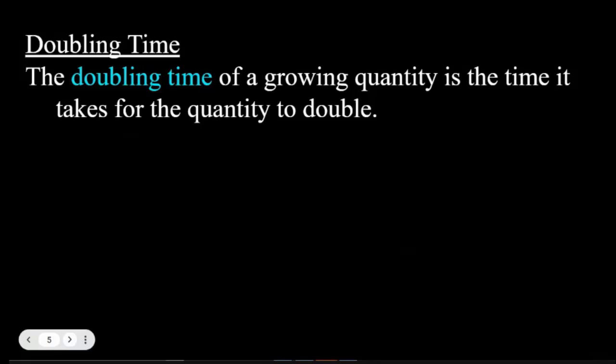We can also talk about doubling time. So half-life is the amount of time for half of it to go away. Doubling time is the amount of time it takes for something to double. If a quantity is growing, the doubling time will be the amount of time that it takes for the quantity to double.